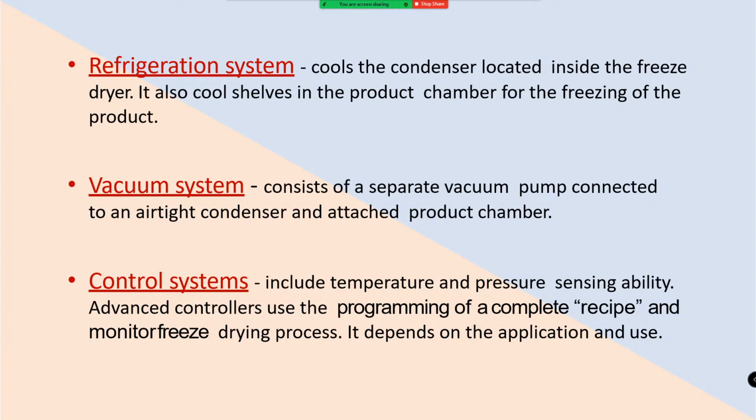The vacuum system consists of a separate vacuum pump connected to an airtight condenser and the attached product chamber. The control system includes temperature and pressure sensing ability. Advanced controllers allow programming of a complete recipe and monitor the freeze drying process. It depends on the application and use.